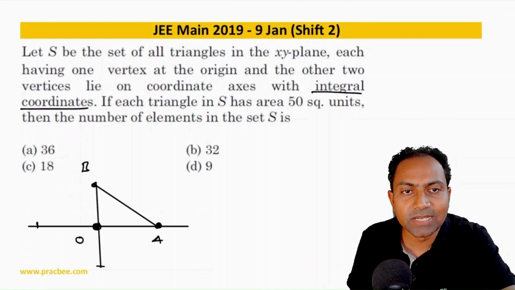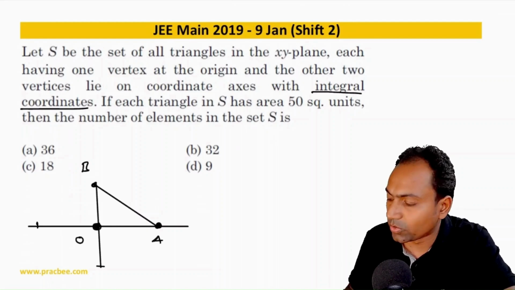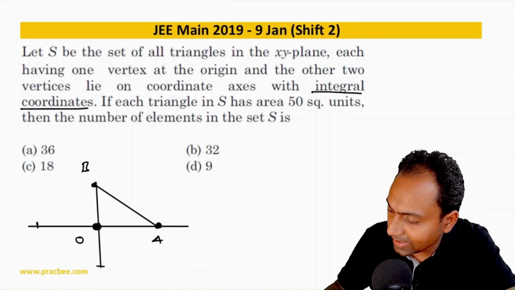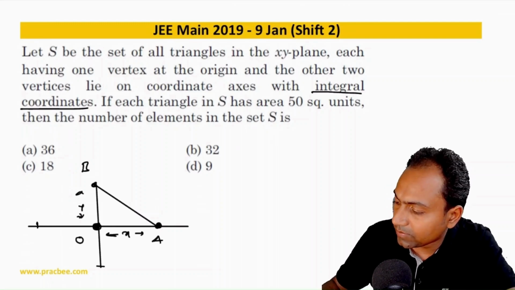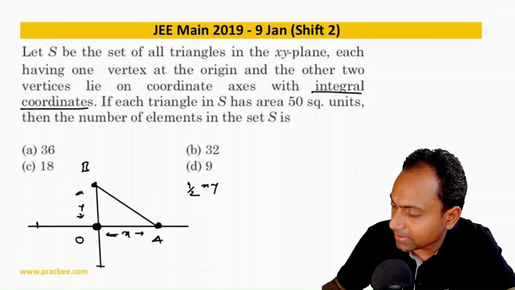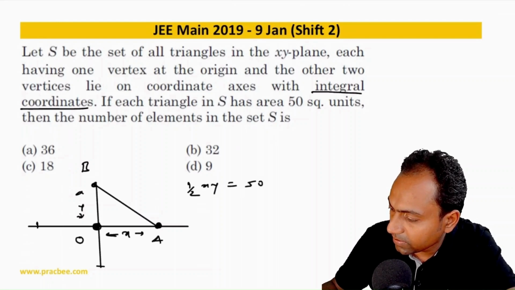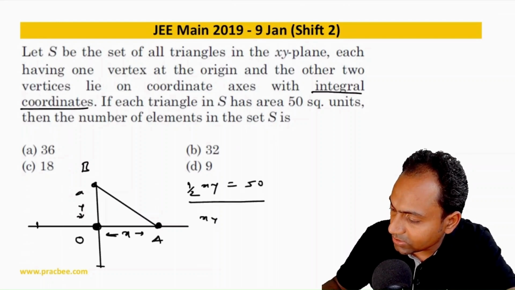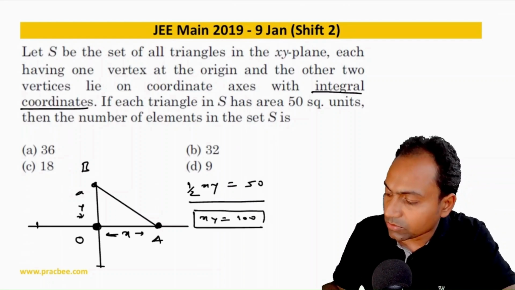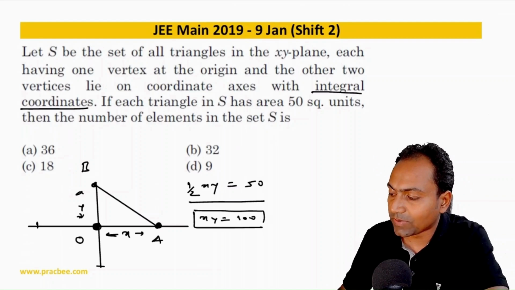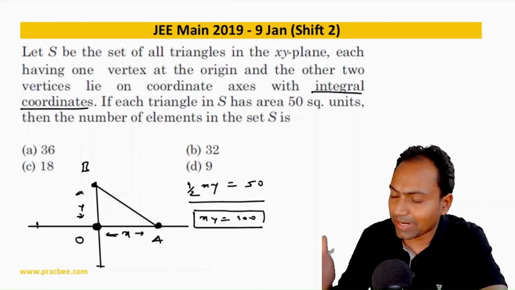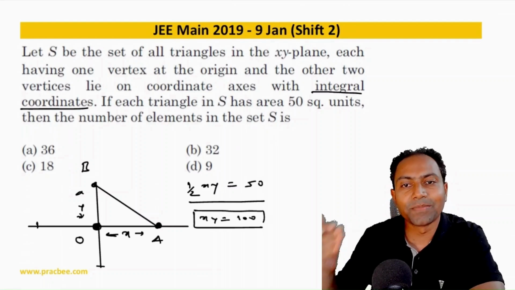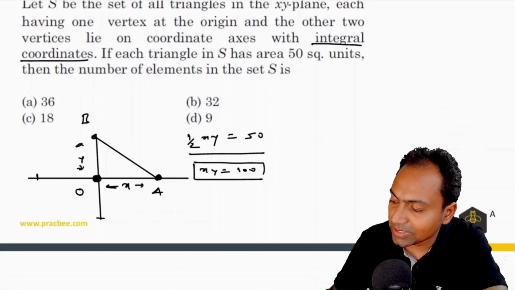They are saying each triangle has an area of 50 square units. So if I write this as x and this as y, then half of x into y should be equal to 50. So xy is equal to nothing but 100. Now the question is how many such values of x and y are possible such that this area comes out to be 100. So we will write the answer for the first quadrant and then multiply it by 4. So how many such values are possible?